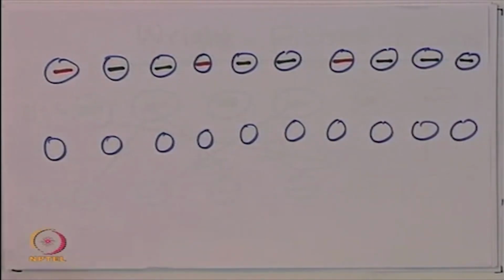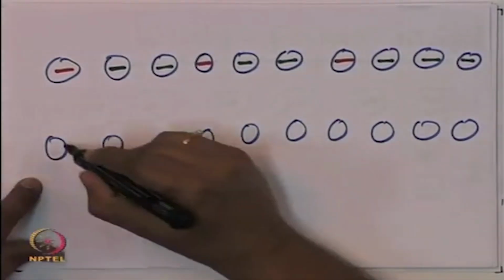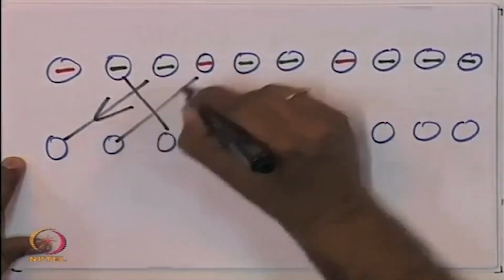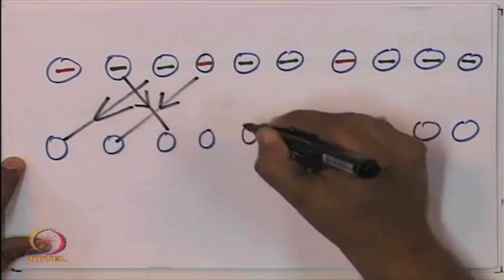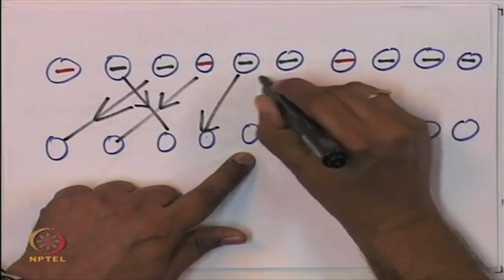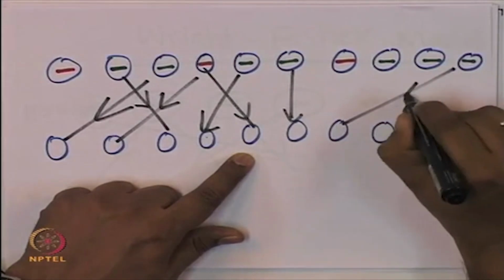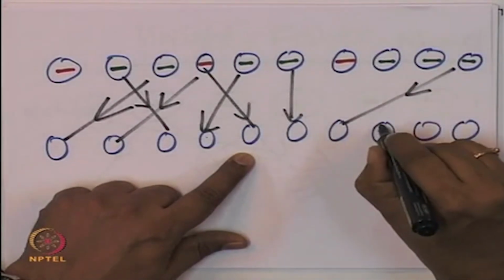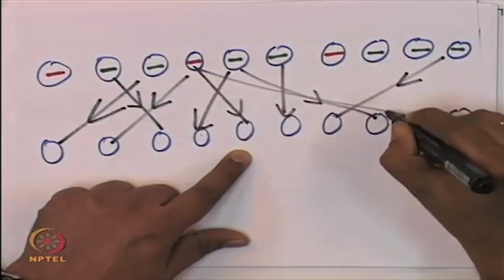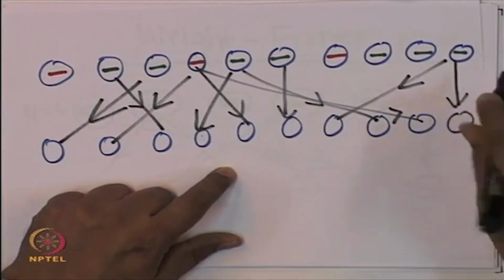Then you again randomly choose a parent for each individual. So, let us say you choose a parent for this one this way, for this one this way, for this I choose this randomly, for this I choose this, for this individual I choose randomly this one, for this individual I choose randomly this one, and for this individual I choose randomly this one.